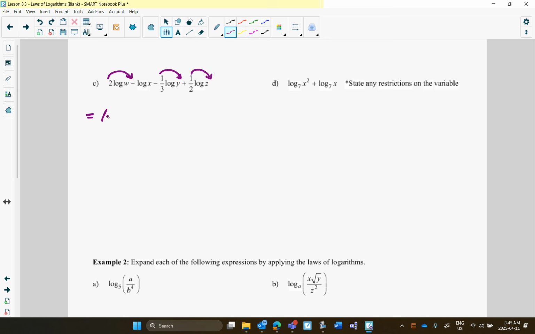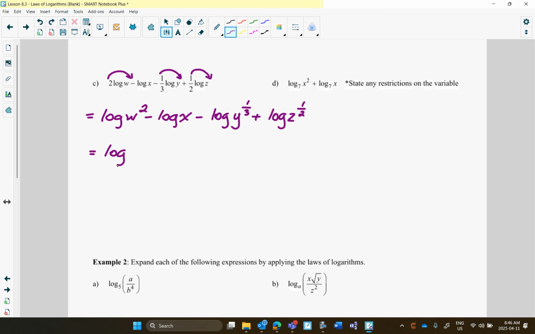So 2 log W becomes log W squared. Nothing in front of the second one to make an exponent, so just minus log x, same thing. Minus log y, and that 1/3 becomes the exponent. Plus log z to the 1/2. And I've taken care of all the numbers in front. Now I need to write it as a single log.